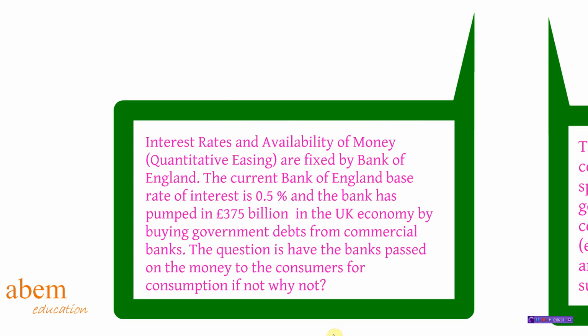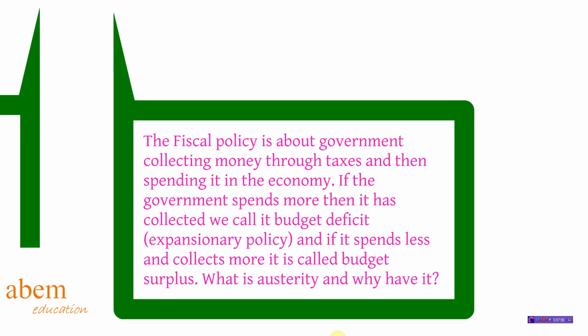We need to understand at the moment that the interest rates and the availability of money, which is also known as quantitative easing, are fixed by the Bank of England. The current Bank of England base rate of interest is 0.5%. The bank has pumped £375 billion into the British economy by buying government debts from commercial banks. The question is, did the commercial banks pass on the money to consumers for consumption? If not, why not? You need to research this. Fiscal policy is about the government collecting money through taxes, then spending it in the economy.